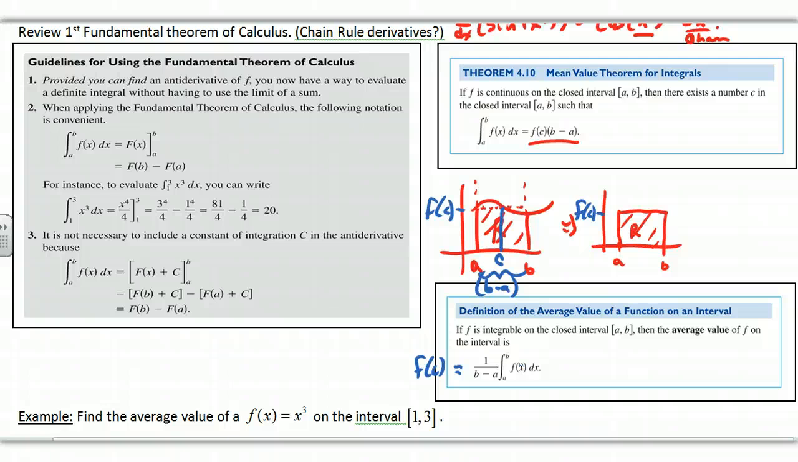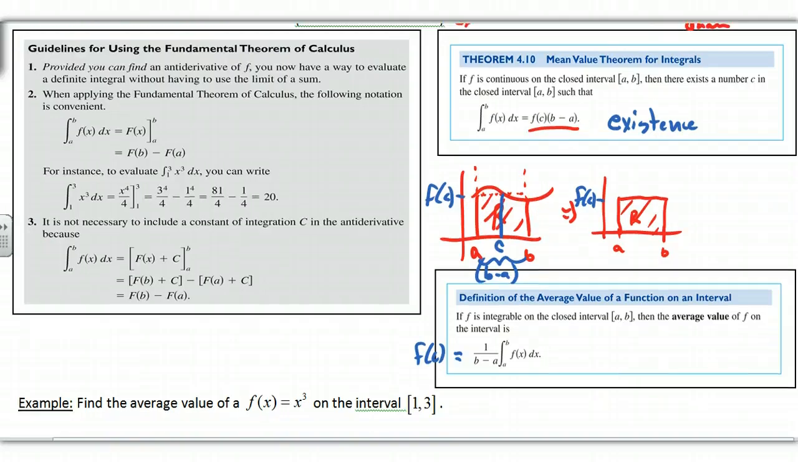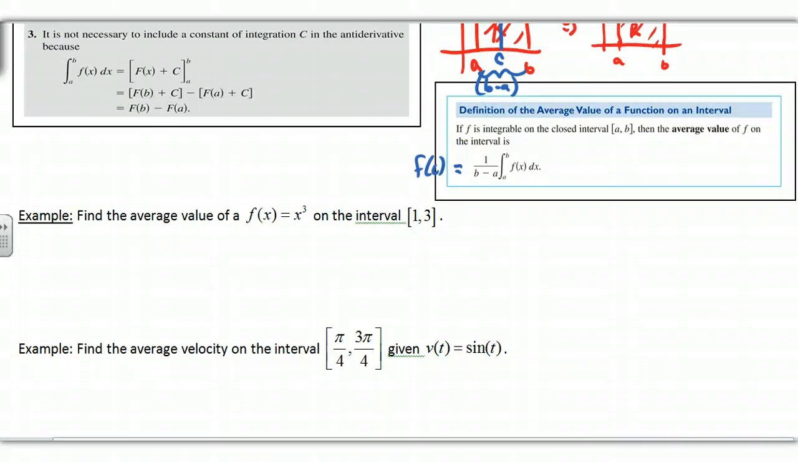The mean value theorem, well, it's an existence theorem. An existence theorem just says that it guarantees some value of c here where it's going to cross this function. It might cross many times, but it's going to cross at least one time. So that's what we got. Now let's look at some examples and see what we're doing here.